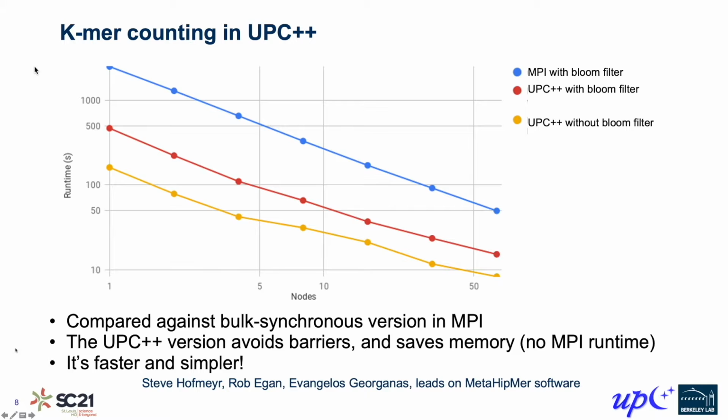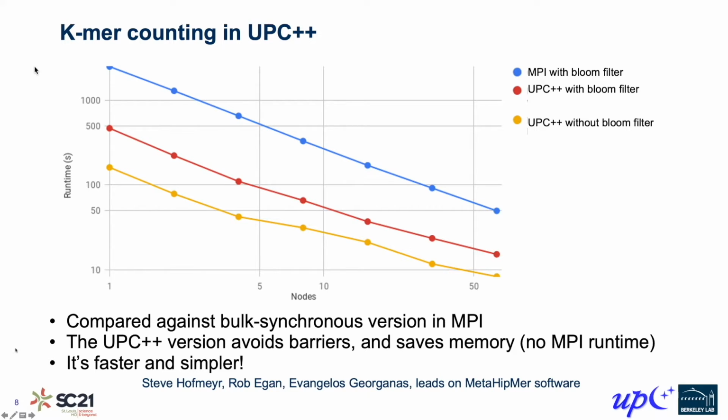The original version of the k-mer analysis code was written in MPI using collective communication. This graph shows the speedup of that version as well as the UPC++ version, which is asynchronous communication with and without the Bloom filter. Comparing the top 2 lines, the MPI version and the UPC++ version, both with the Bloom filter, you can see that both versions scale well across the nodes, but the UPC++ code is about 5 times faster than the MPI one at scale.